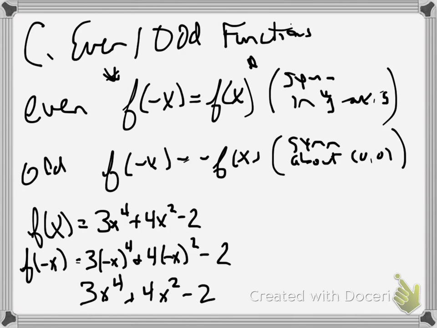Well, now notice what we got as our output. We got f of x back. So that means f has got to be an even function because f of negative x gets us the same function as the original f of x. That's what we're looking for to determine whether or not a function's even or odd. Okay, let's do another example.